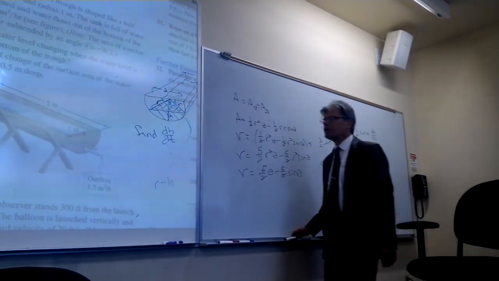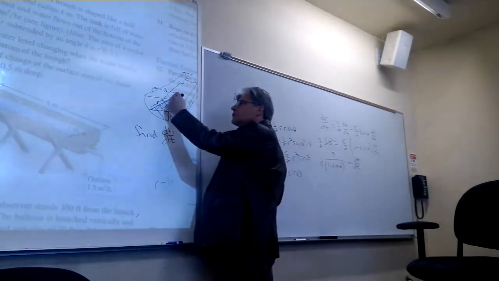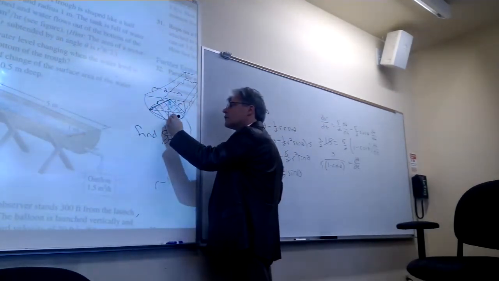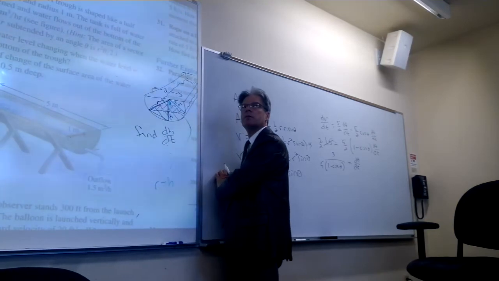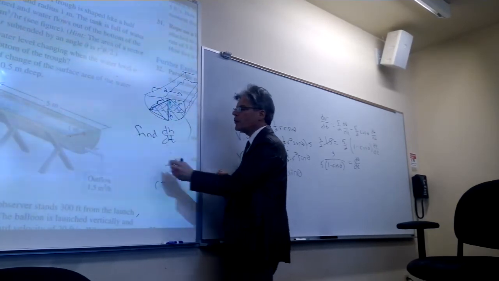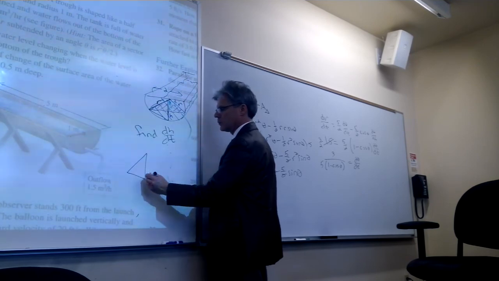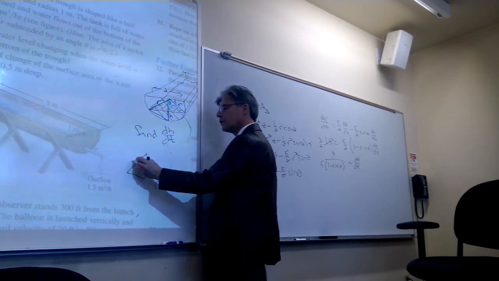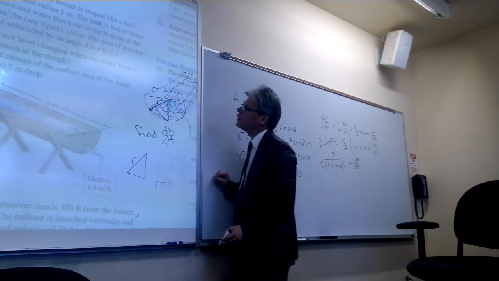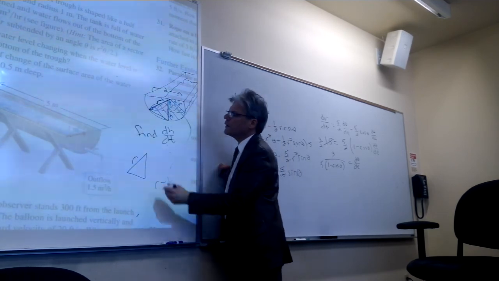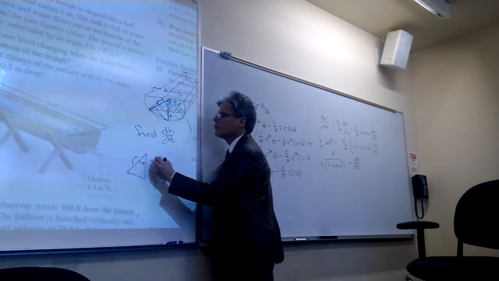How about this, you guys? What if I just drew a triangle? How about from here to here to here to here? Let's talk about the triangle. Let me draw it. Redrawing it, here it is. What's this length? 0.5 for r. 1 meter. What's this angle? Theta over 2.